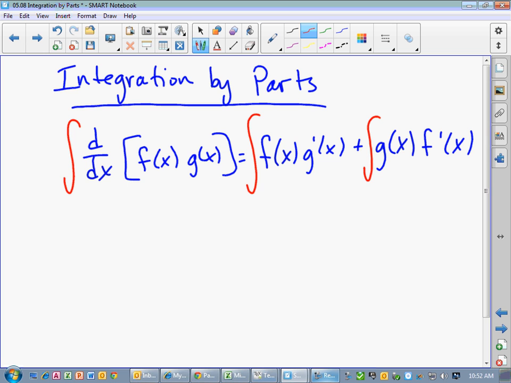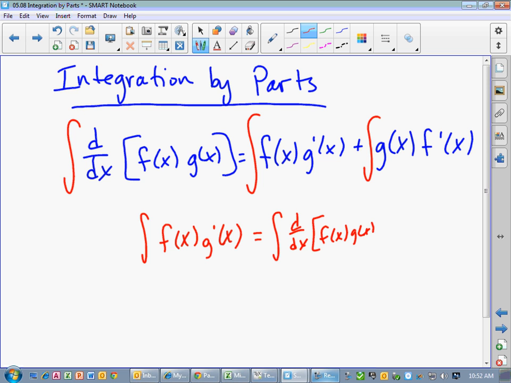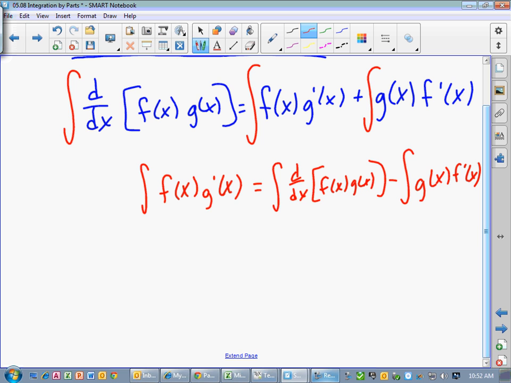Now, I'm going to manipulate this equation just one little thing. I'm going to take this plus g of x, integral of g of x f prime of x, and subtract it from this side, from both sides, really, right? And so I'm going to have the integral of f of x g prime of x equals the integral of d dx of f of x g of x, minus the integral of g of x f prime of x. So again, all I did was subtract this guy right here from both sides, and I just rewrote it with this on the left side.